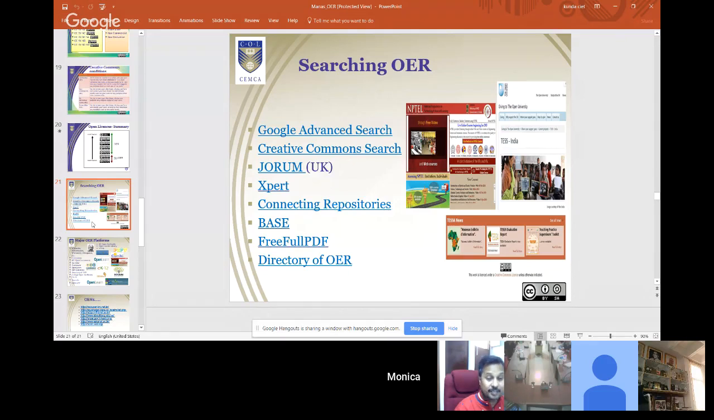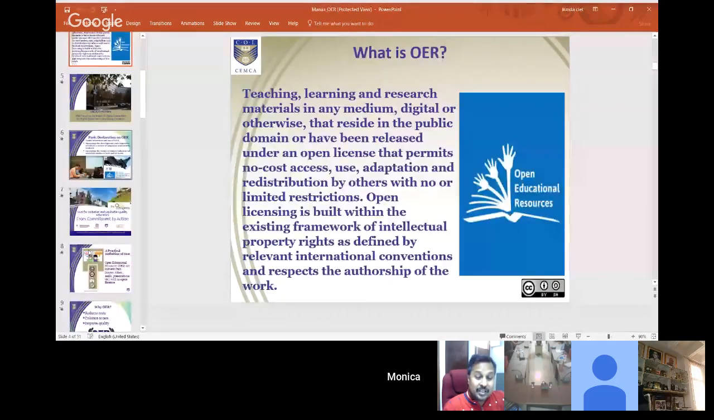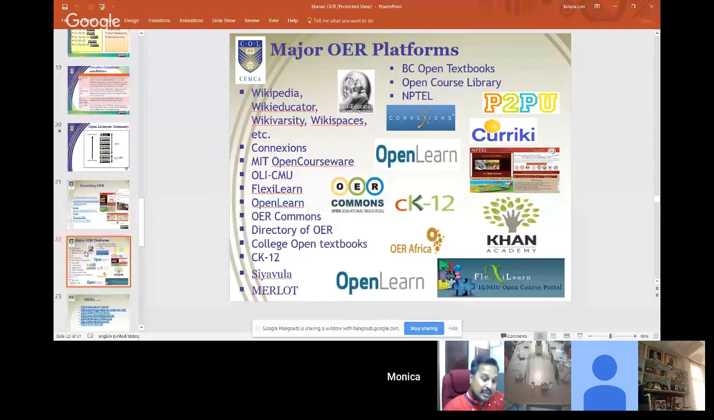Again, I will keep a point for you: while you want to accept certain things, do practice, do use, and then accept it. Don't accept blindly. Go for the next one. This is another way to get your open educational resources. You see, these are the different kinds of platforms, OER platforms.